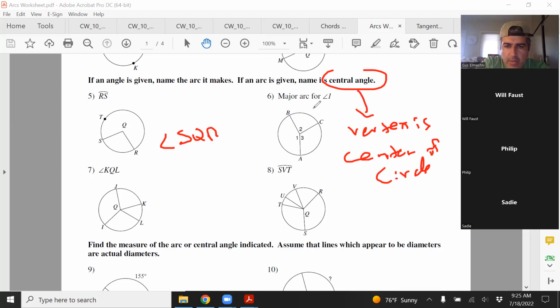Major arc for angle 1. This is going to be this. Actually, it's not that hard. You just have to name the arc. So it's going to be arc BCA. Major means it's more than 180.